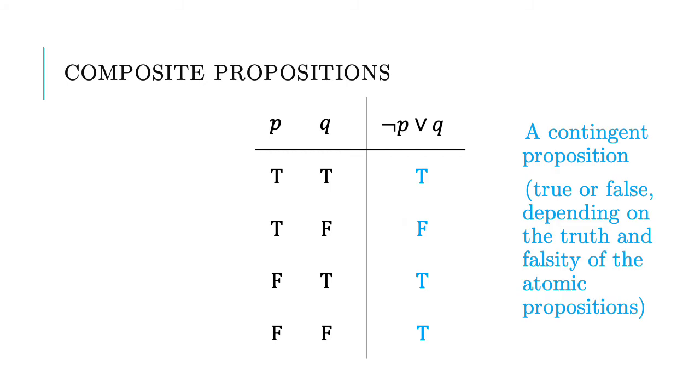Notice that this is a contingent proposition, which means that it is a proposition that can be true or false depending on the truth and falsity of the atomic propositions that compose it. And what that means is there are some conditions under which it can be true, and there are some conditions under which it can be false. All of the propositions that we've dealt with so far have had this property. They have all been contingent propositions.